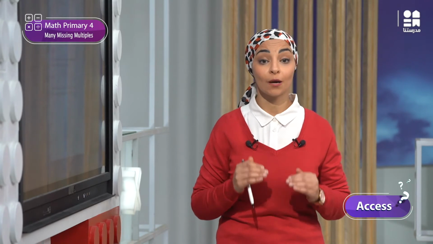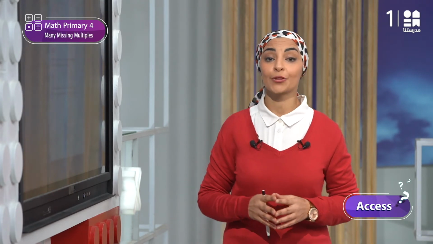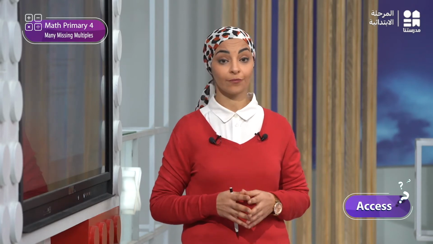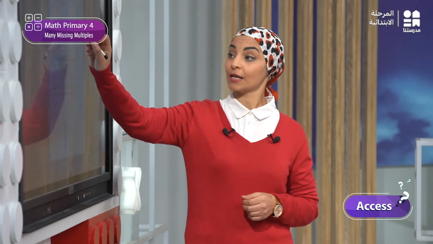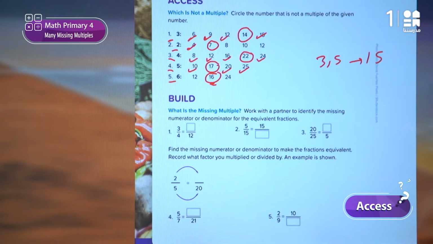Some of them noticed that there were some common numbers in some multiples. For example, 3 and 2 are common among 6, 12 and 18, and 4 and 2 are also common among 4, 8 and 12. Okay? And 3 and 5 are common among 15.